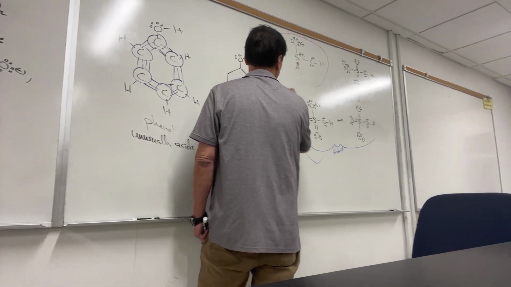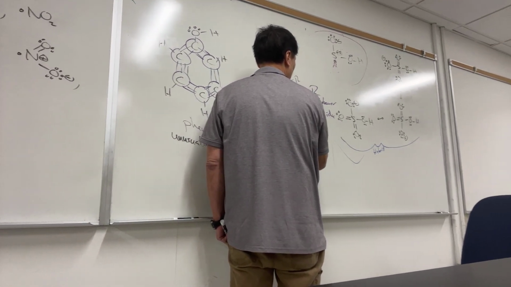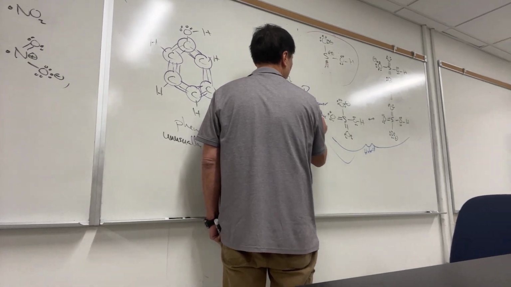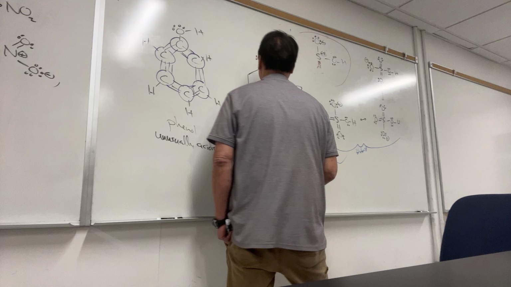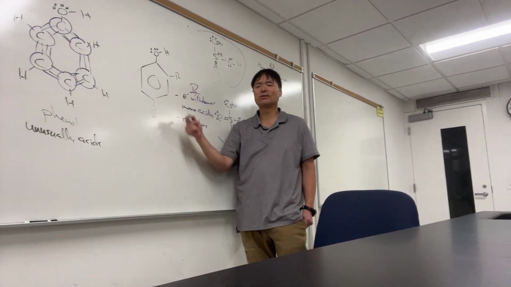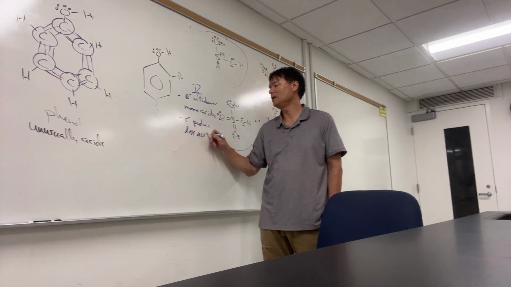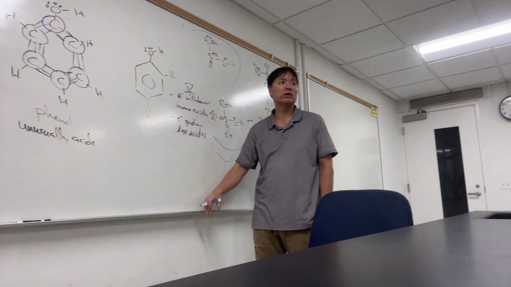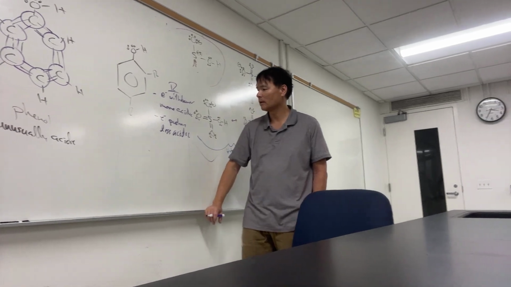This is for the R group. Whereas an electron pusher will make it what? More basic? I mean, less acidic, sorry. We'll call it less acidic. Less acidic means the conjugate base is actually going to be stronger, and so it makes the conjugate base more basic.